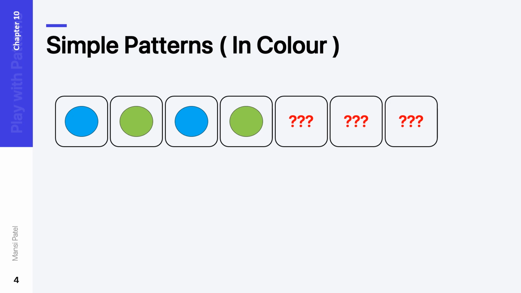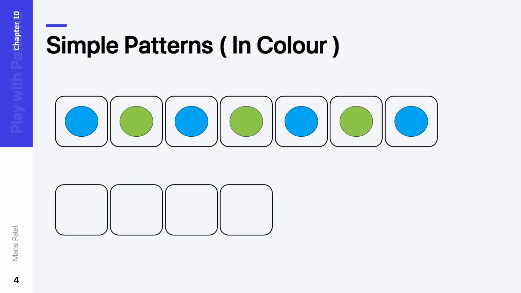Now which circles are coming in these next three boxes? So here the last one is green, so again blue is coming. After that blue, green, and again it is blue. So this is your simple pattern. In this pattern you can see that the shape of the sequence is the same, but only the color is different.